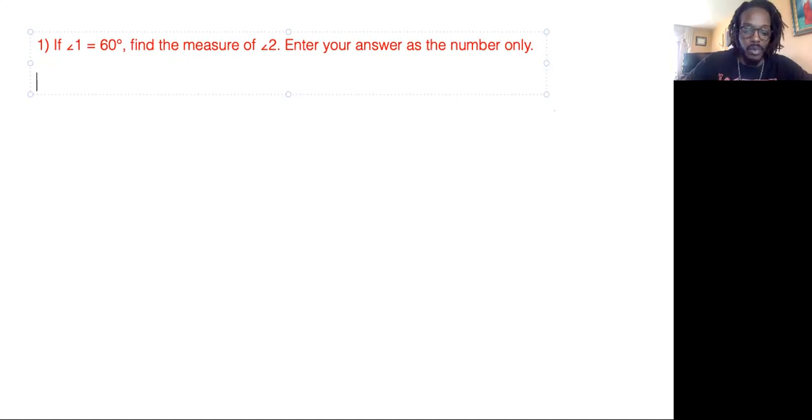This works the same way. I can say 65 plus a number that I don't know is going to be equal to 90, because these two angles together total 90 degrees. And then I'm going to subtract 65 on this side. And what I do to one side, I have to do to the other side of the equal sign. So I'm going to subtract 65 over here as well. And what I get next is x equals 90 minus 65, which I know is 25.